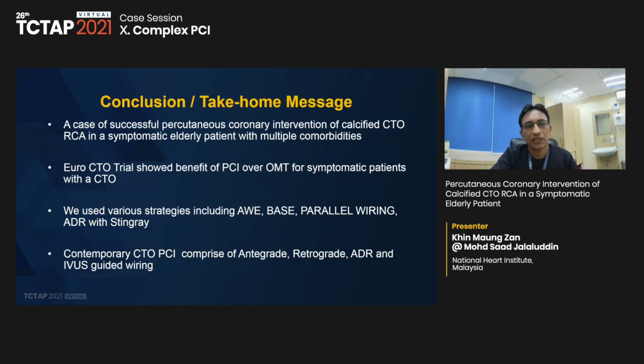As a conclusion, it's a case of successful PCI to a calcified CTO RCA in a symptomatic elderly patient with multiple comorbidities. The Euro-CTO trial shows benefit of PCI over optimal medical therapy for symptomatic patients with CTO. We used various strategies in this patient, including antegrade wire escalation, BASE technique, parallel wiring, and ADR with Stingray. Contemporary CTO PCI comprises antegrade, retrograde, ADR, and IVUS-guided wiring. With that, thank you very much.